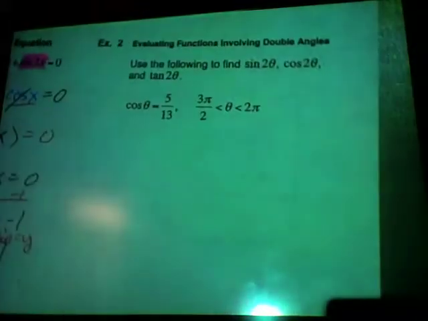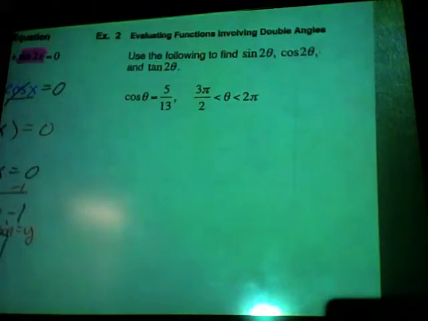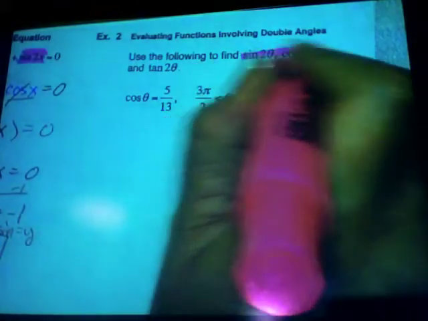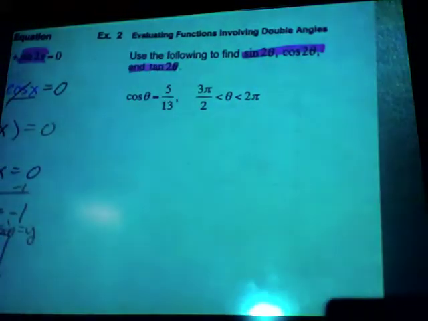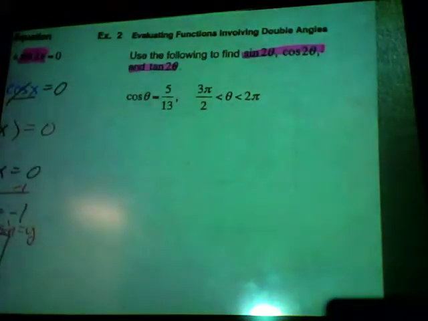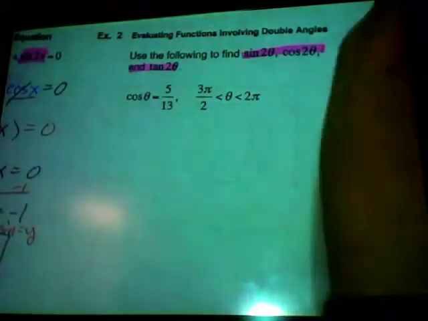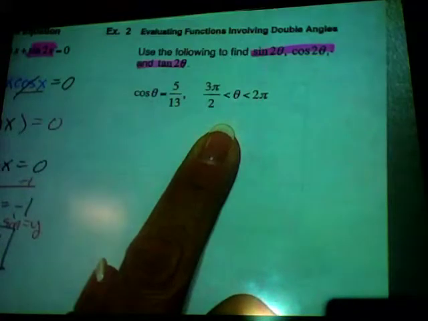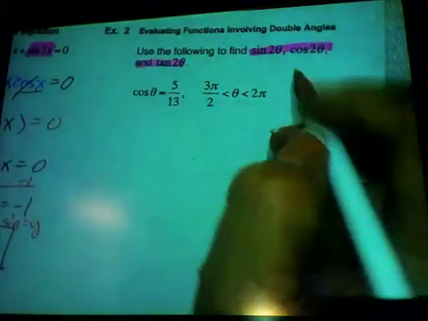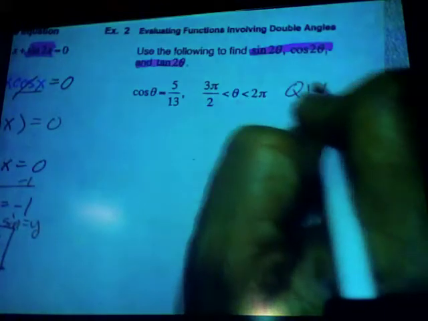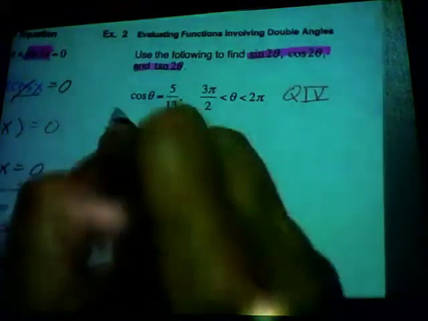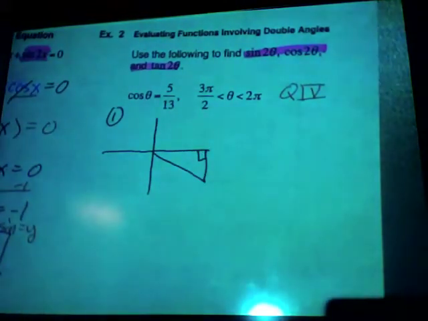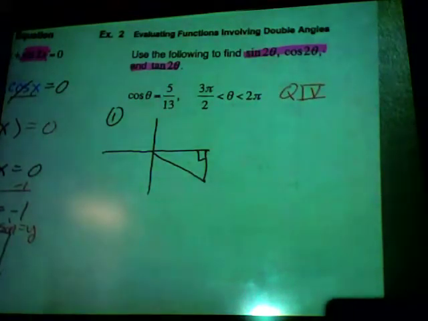All right, let's look at this one. This one is asking you to find sine of your double angle, cosine, and tangent of your double angles. You're finding all 3 of them. They give you that cosine is equal to 5 over 13, and oh boy, it's restricted. What does that mean? Which quadrant is this? 4. So first step, I'm going to draw our quadrant, and because of the restriction, we're going to put our reference triangle in the 4th quadrant. We are using theta, so here's theta.